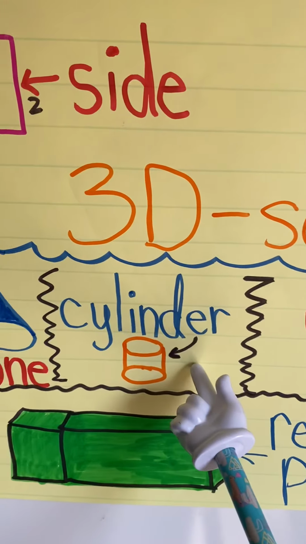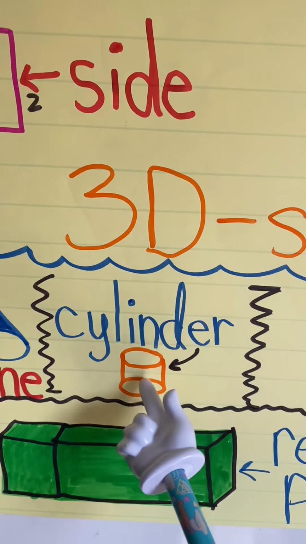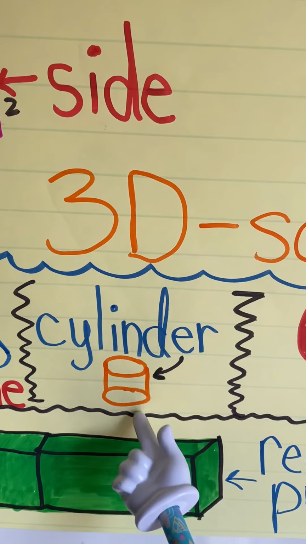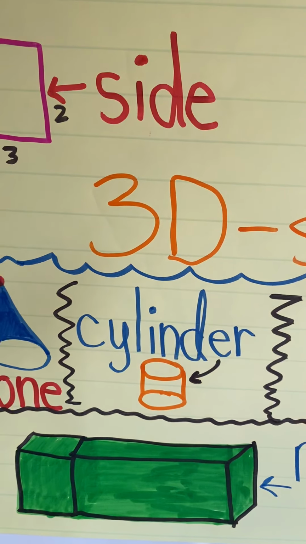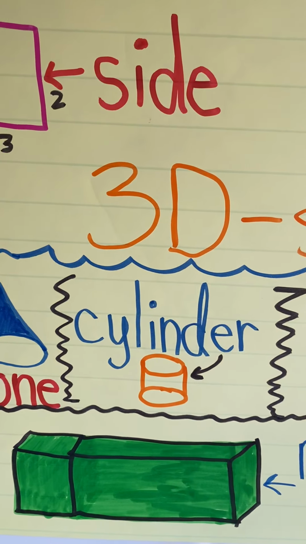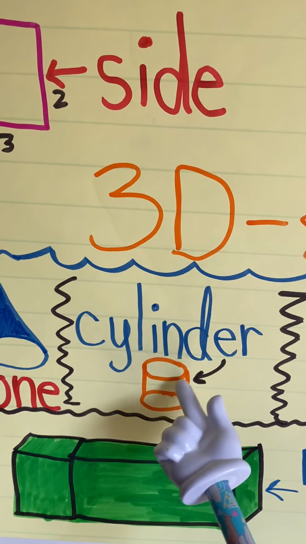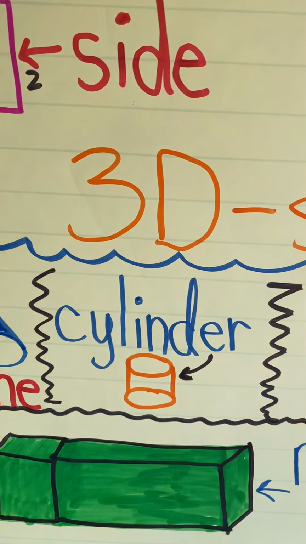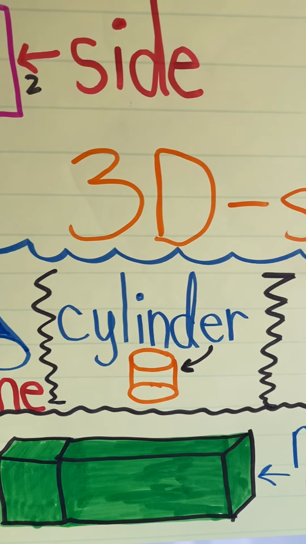This is a cylinder. A cylinder has 2 flat surfaces. It's got a top that is flat and a bottom that is flat. It rolls. It kind of looks like a can of soup. It has 0 vertices, and it has 2 flat surfaces, called a cylinder.